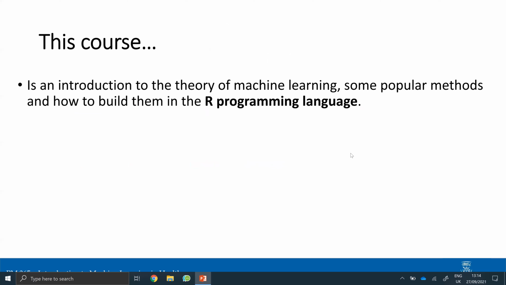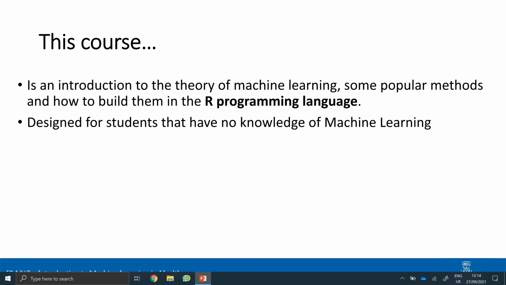This course is an introduction to the theory of machine learning, some popular methods and how to build them. And again, we're going to be using the R programming language. So you'll be familiar with R from PM272. You don't have to have any knowledge of machine learning, just as you didn't have to have any knowledge of data science. We're going to go right from first principles, so I assume no knowledge of machine learning on your part.